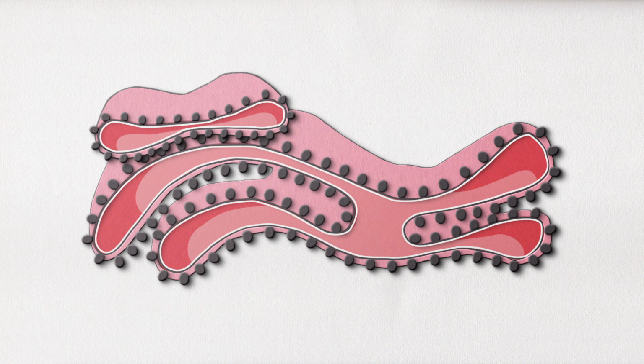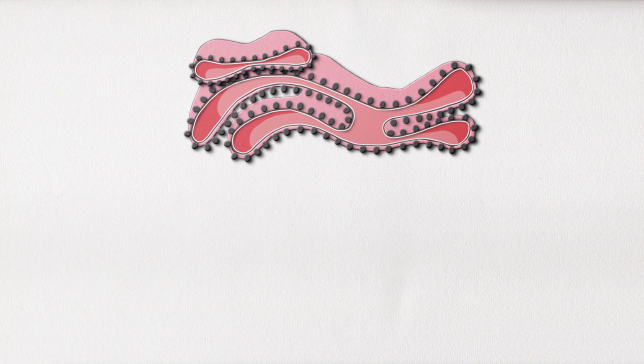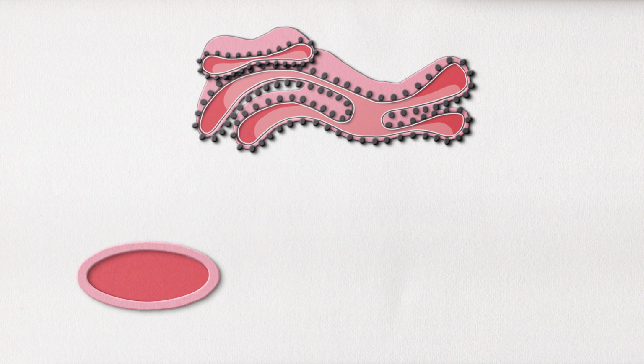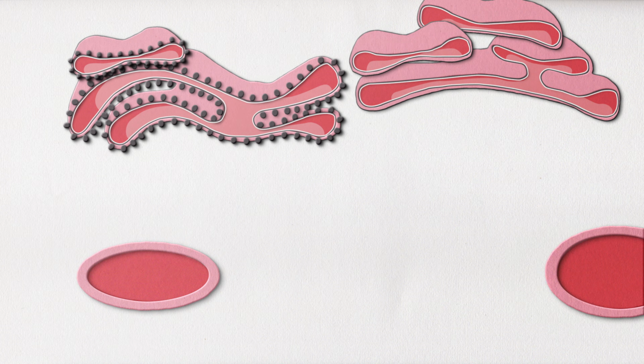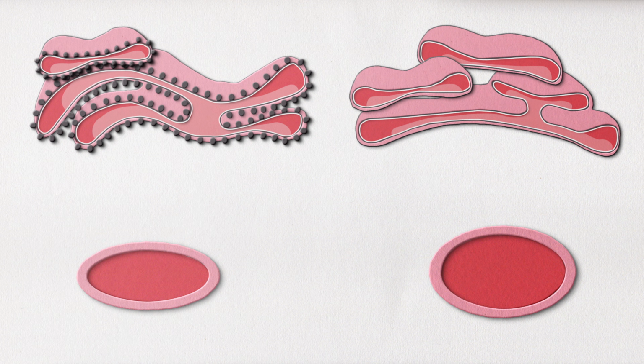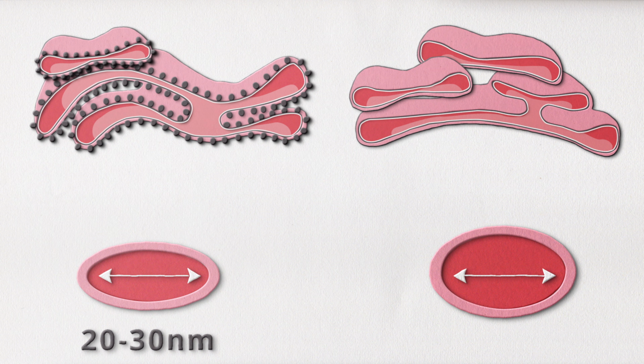Now, we're going to focus on the rough endoplasmic reticulum for a moment. The lumen of the rough endoplasmic reticulum is slightly smaller in width than the lumen of the smooth endoplasmic reticulum. The lumen is the space we find between the membrane walls of the endoplasmic reticulum sheets and tubules. So the lumen of the rough ER is 20 to 30 nanometers wide, whereas the lumen of the smooth ER is about 30 to 60 nanometers in width.